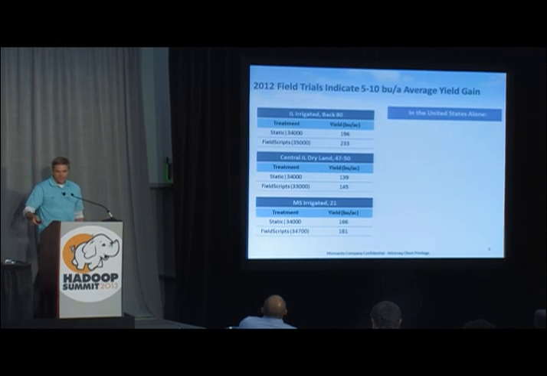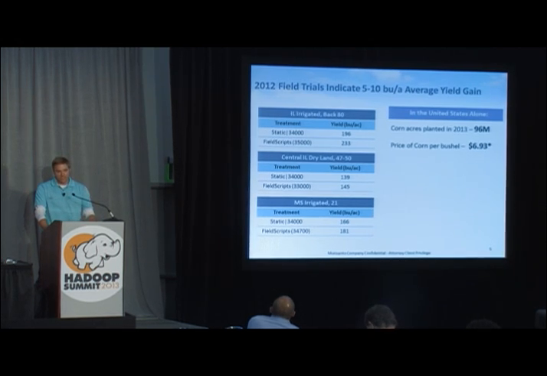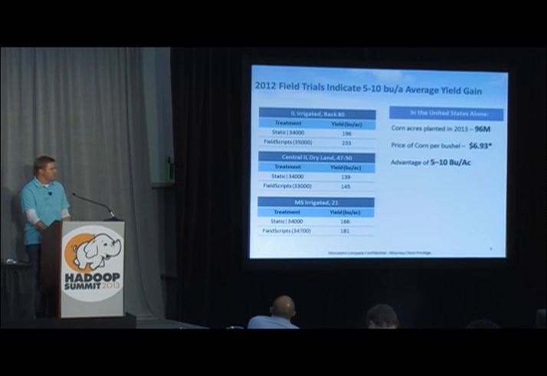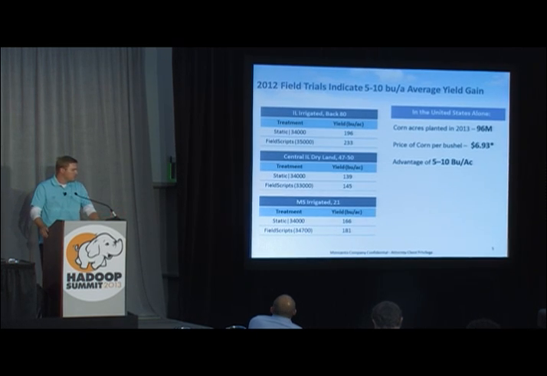And some proof is in the pudding. We ran some trials a year ago, and you can see from our results that using data to select the hybrid and select the appropriate planting density, we're seeing, on average, a 5 to 10 bushel per acre advantage. So if you think about a farmer who's got 600 acres, getting an additional 10 bushels per acre, best case scenario, at $6 a bushel, that's a pretty significant impact to his bottom line.